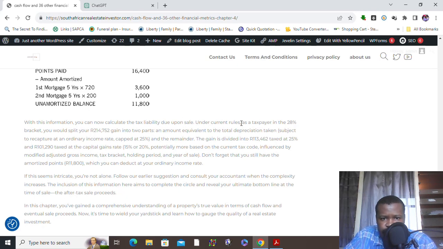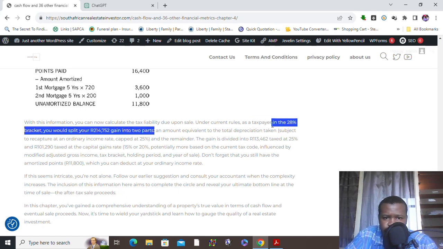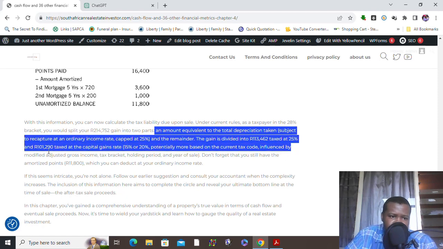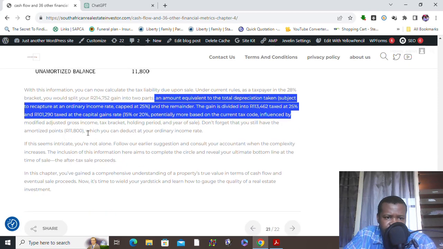Under current rules, as a taxpayer in the 28% bracket, you would split your 214,752 gain into two parts: an amount equivalent to the depreciation taken and the remainder. The gain is divided into 113,462 taxed at 25% and 102,290 taxed at the capital gains rate. Don't forget that you still have amortized points of 11,800 you can deduct at an ordinary income rate.